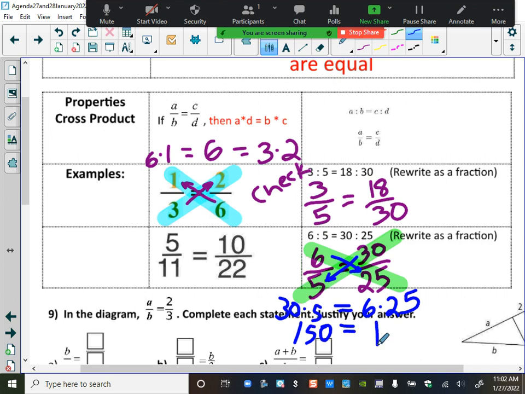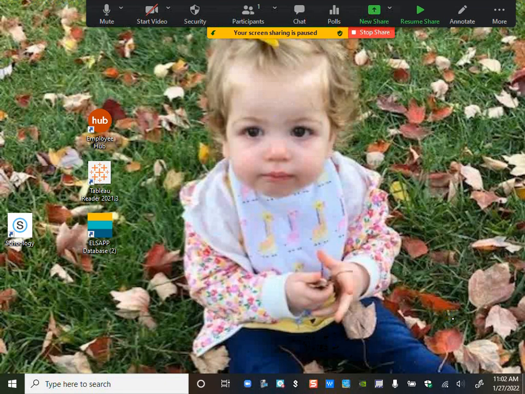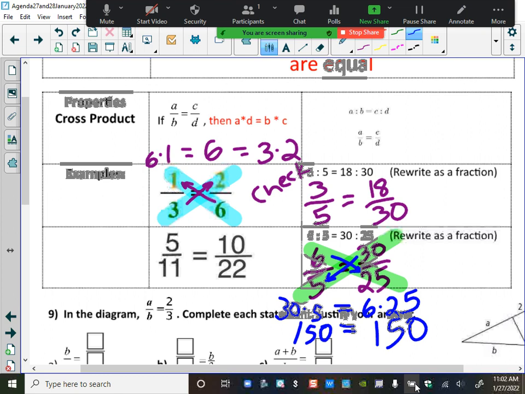150. It's also 150. Very good. So that's a way to check if everything works. So that's your way to check. And always check after you do your setup, crisscross it, check. If your products are the same, you're good to go.